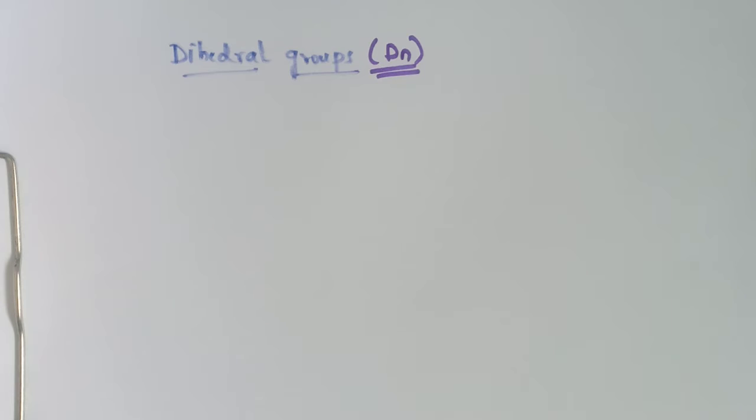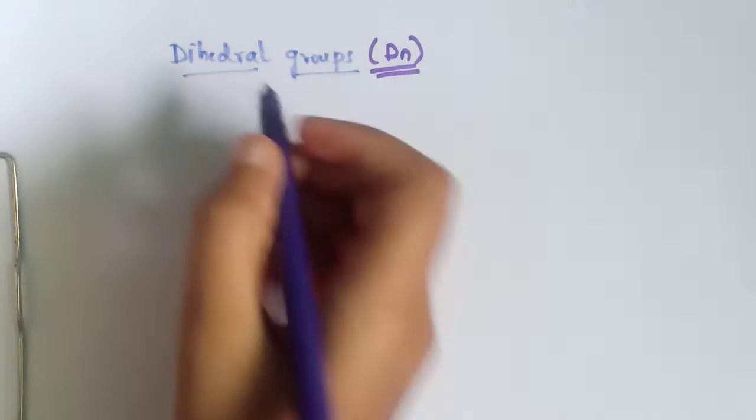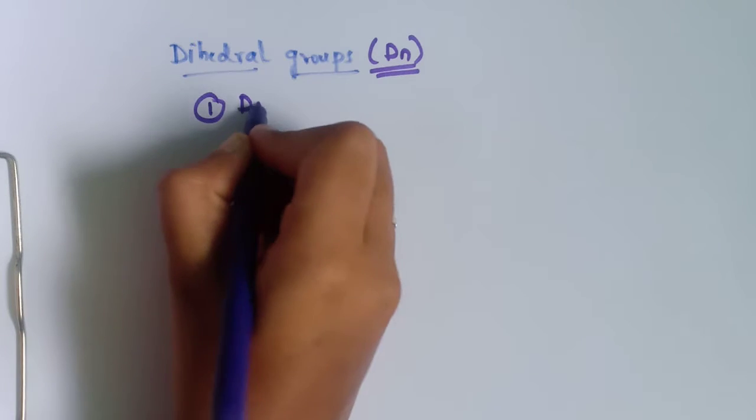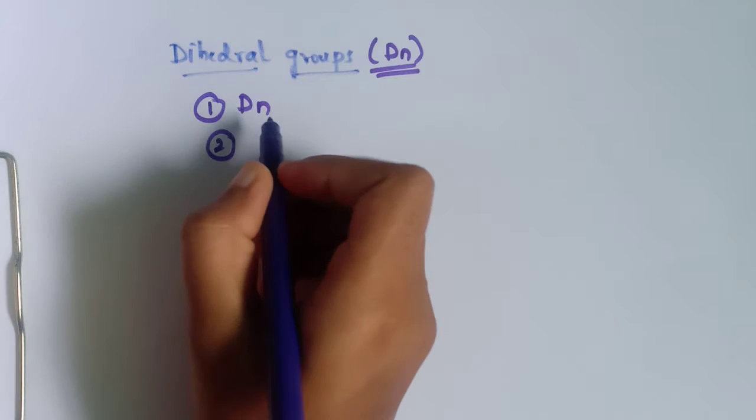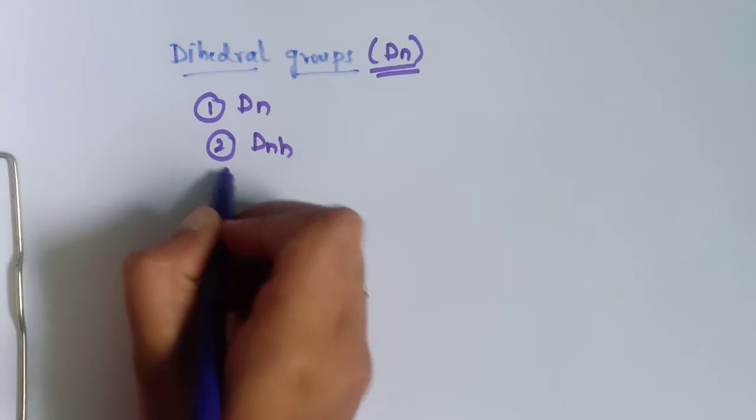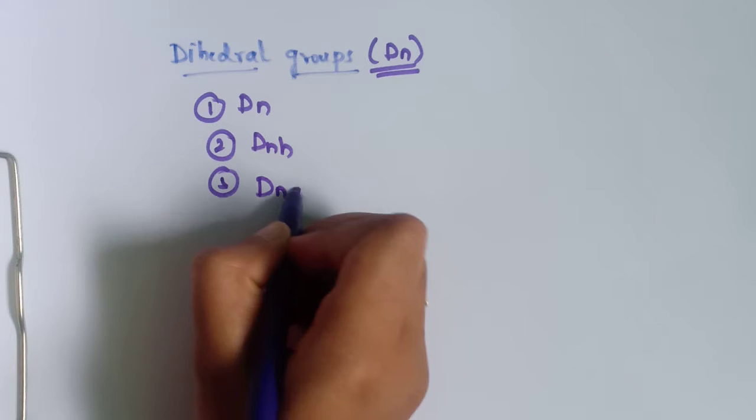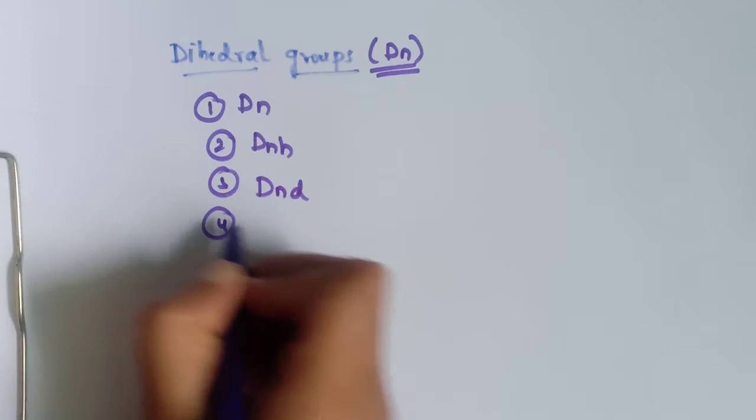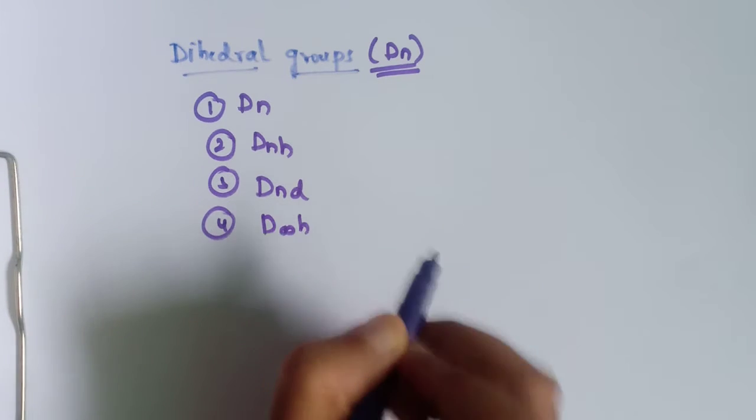These dihedral point groups are divided into Dn, second one is Dnh, third one is Dnd, and fourth one is D infinity h point groups.